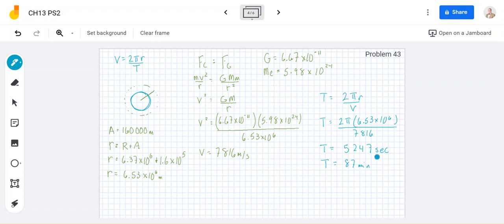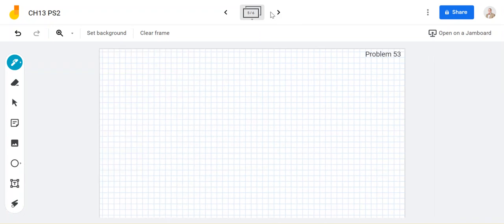Now, what I like about this is that this is an actual real height of a satellite. And so this thing only takes about 90 minutes to go around. So every 90 minutes, it's making a full lap around the Earth, which seems to me crazy. All right, let's look at the next one.